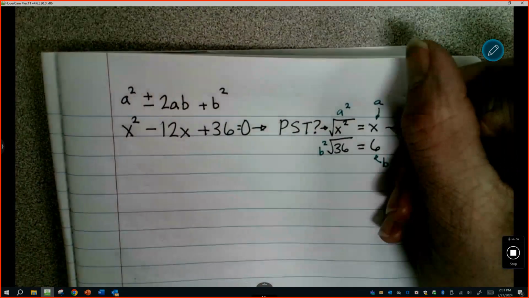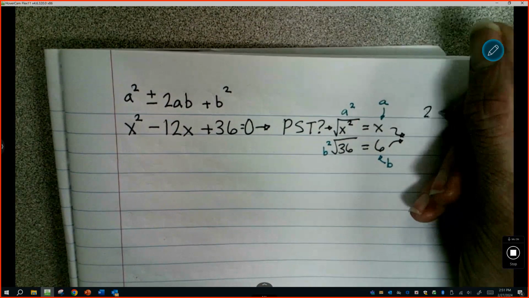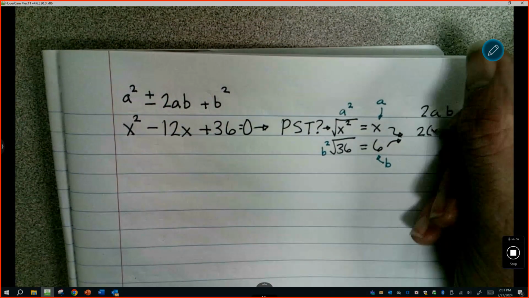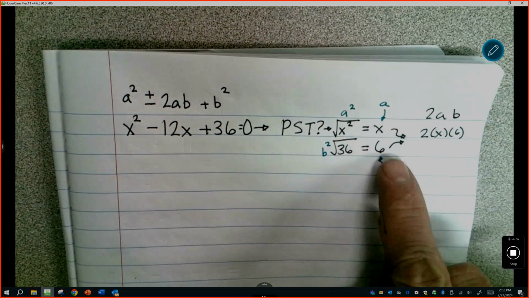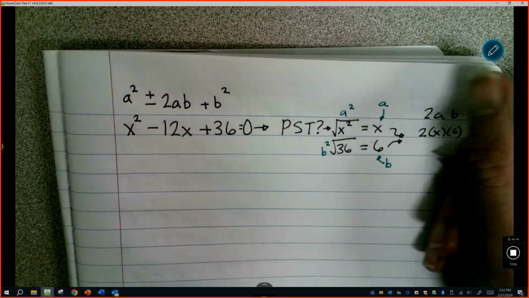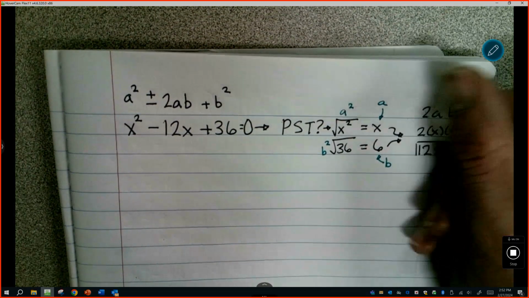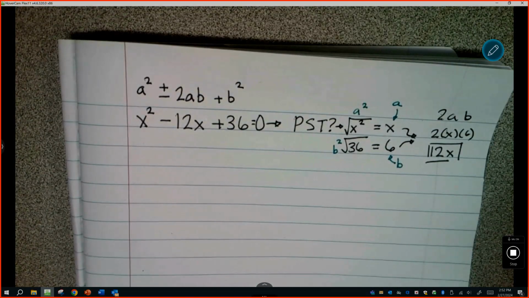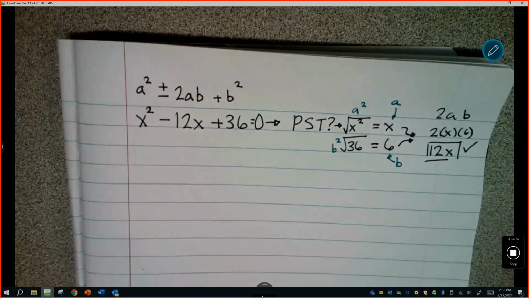So if I just took 2 times A times B, and I replaced A with x and B with 6, I get 2 times 6 is 12, times x is 12x. Does that match my middle term? Yes, it matches the middle term. So this is a perfect square trinomial.